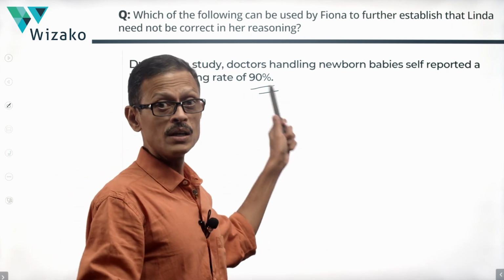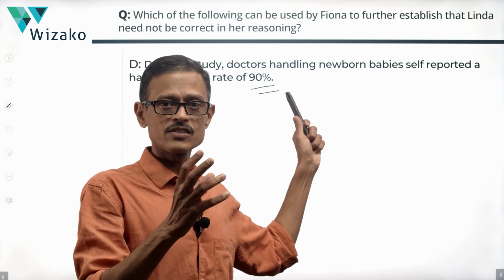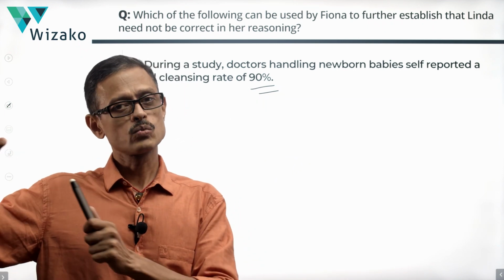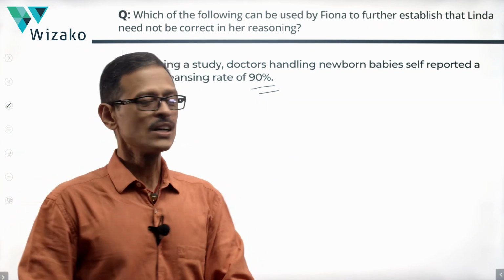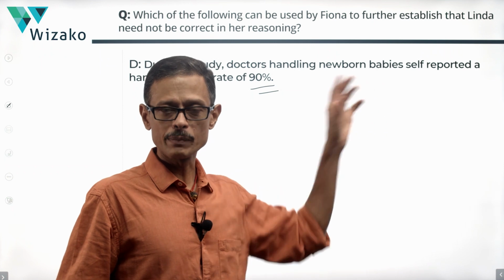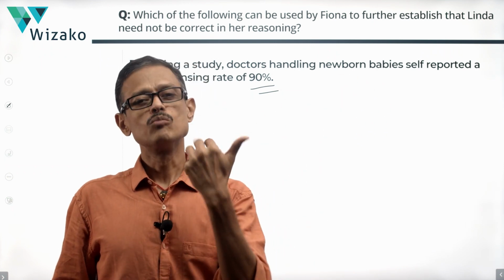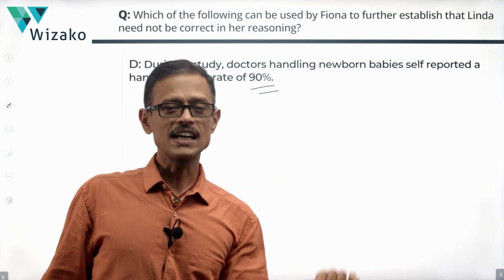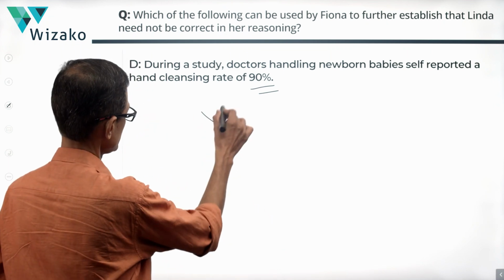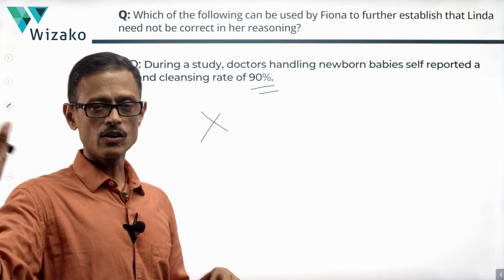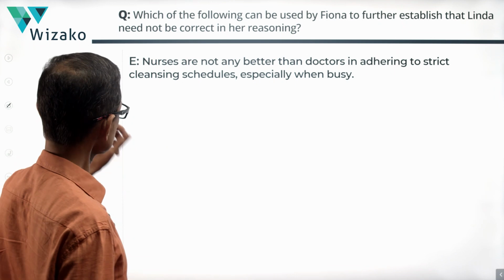So, we are talking about two different things. The scope has shifted from how they cleanse their hands during childbirth versus what they do when they are handling newborn babies. So, it's a slight scope shift. These two need not be one and the same. More importantly, it is supporting Linda and not supporting Fiona. Therefore, this is not the answer option. So, we have ruled out B, C, D for various reasons. Move on to the last one.